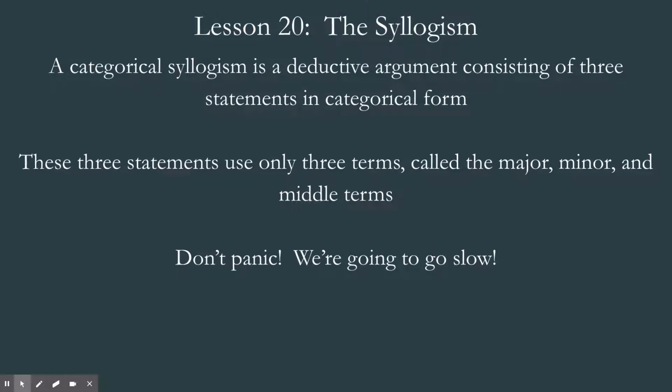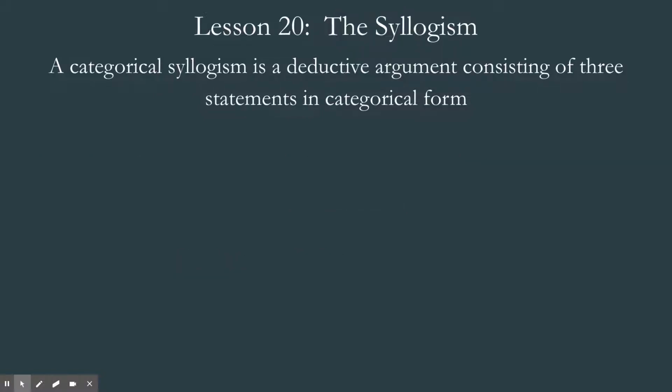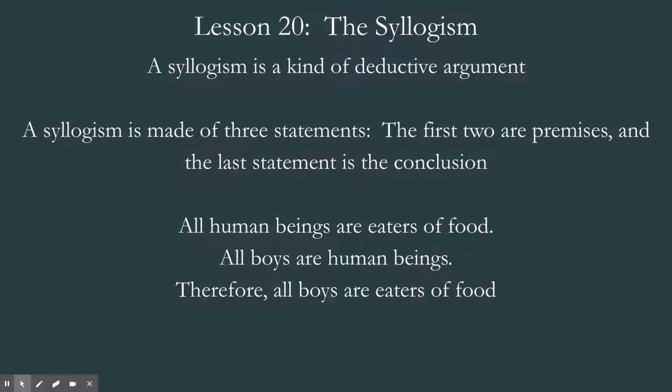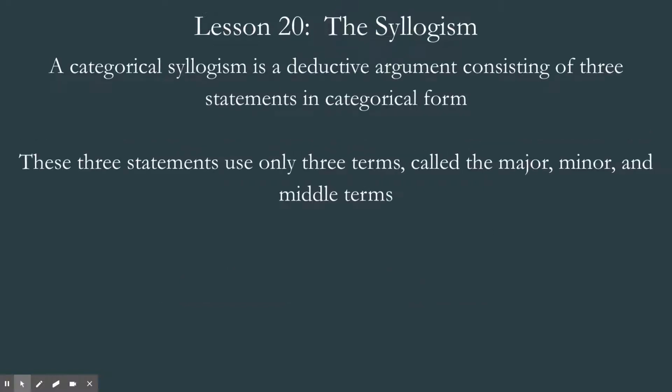You'll notice in categorical syllogisms, they have three statements and three terms. And we call those terms the major term, the minor term, and the middle term. So I'm going to go back yet again. Please note, human beings, that's term one. Eaters of food, that's term two. And boys, term three. So we've got just three terms in our categorical syllogism. Major term, middle term, and minor term. And we're going to talk in a second about how to find which one of those is the major, which one is the minor, which one is the middle.